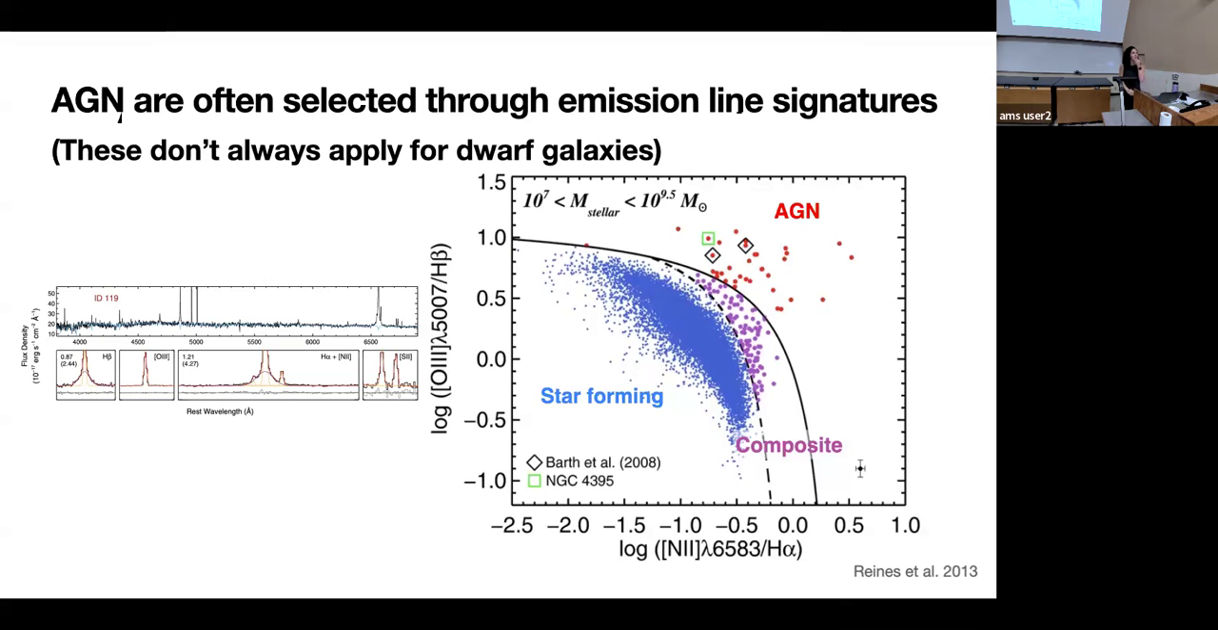Yeah. I guess, what is the physical process that gives more emission from the accretion disk versus the star forming? It just has to do with the ionizing spectrum. So you get a harder ionizing spectrum from an accretion disk than from star formation. So more higher energy photons.